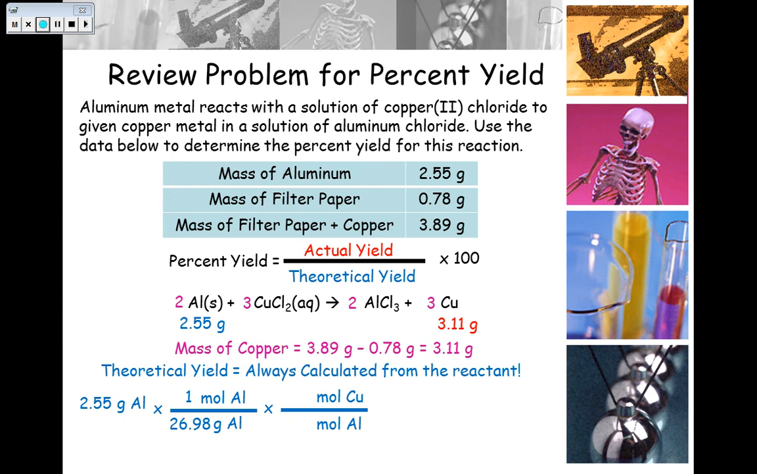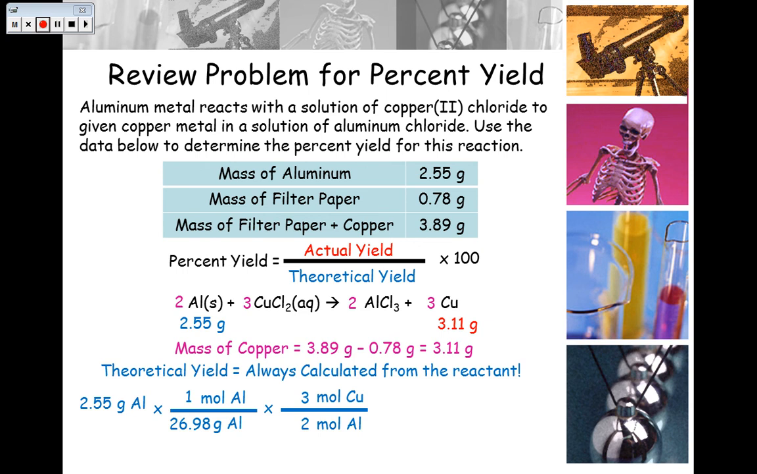You're going to have to use a coefficient from the reaction. So here, looking at my reaction, I got 2 in front of aluminum. I got 3 in front of copper. So I'm going to have 3 over 2. By doing this step, I've taken my grams of aluminum, converted to moles, and then now took it over to moles of copper. But look at my actual yield.